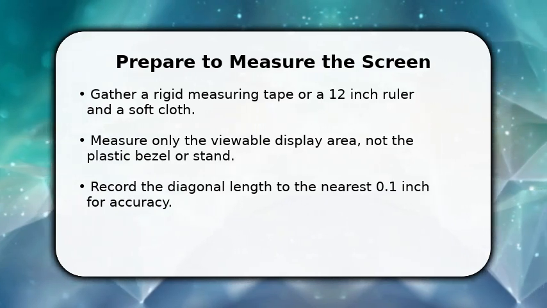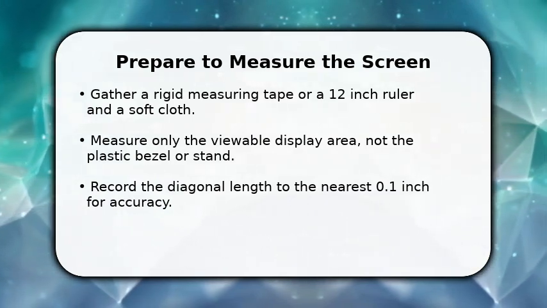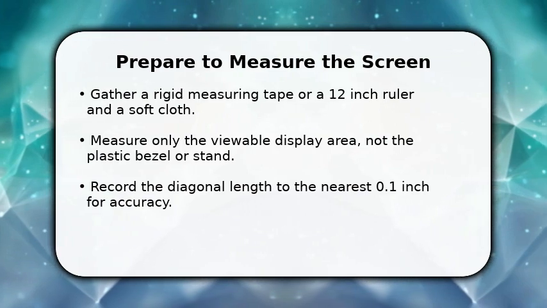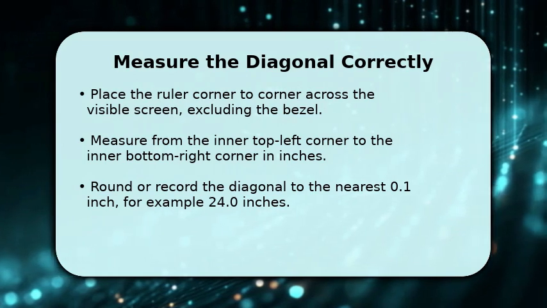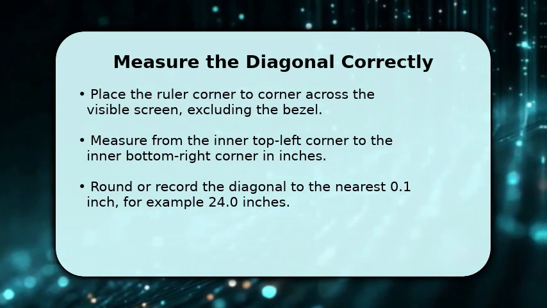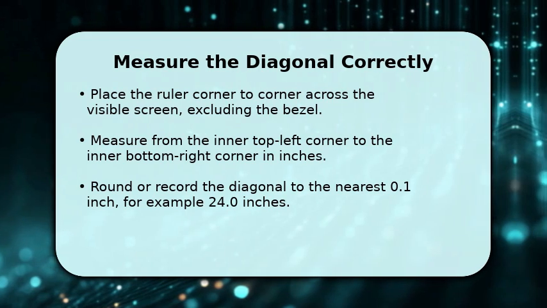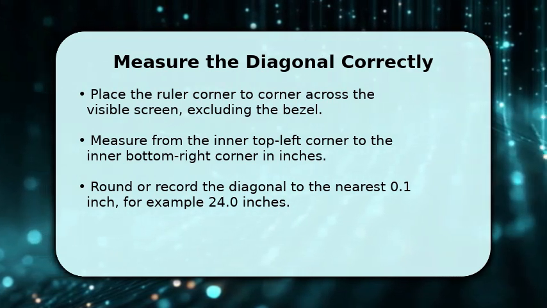Place the rigid ruler or tape against the inner top left corner of the visible display. Stretch it diagonally to the inner bottom right corner across the active screen area. Make sure the measuring tool rests flat on the glass without bending or lifting. Do not include any plastic bezel or frame in your measurement.